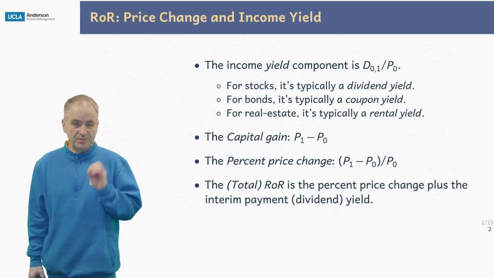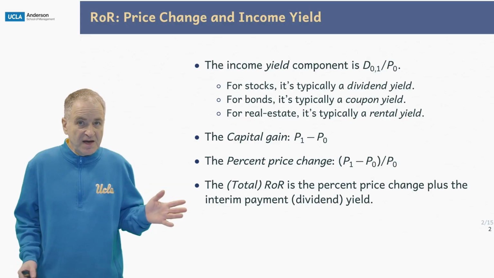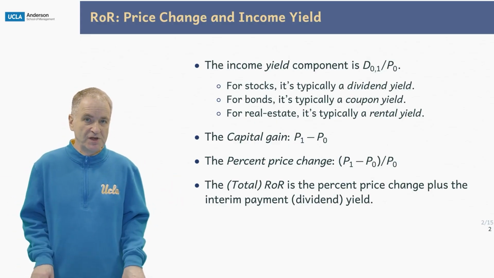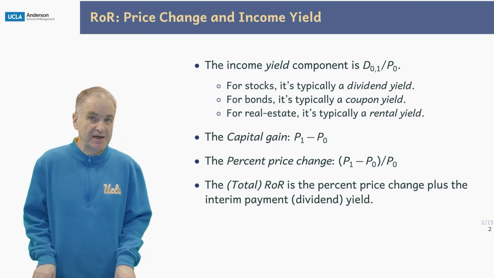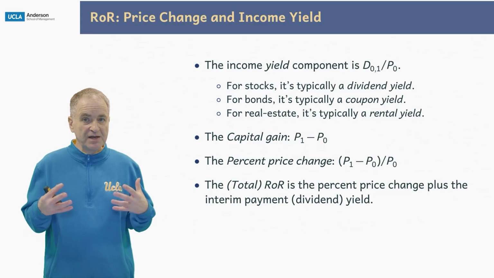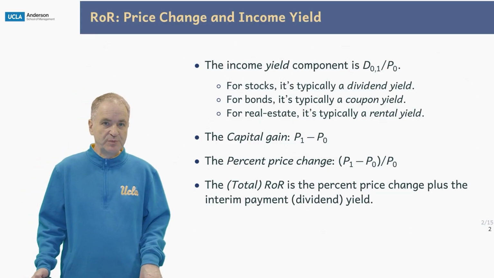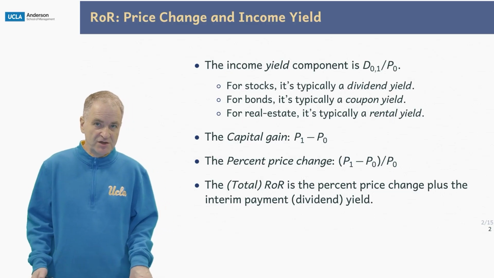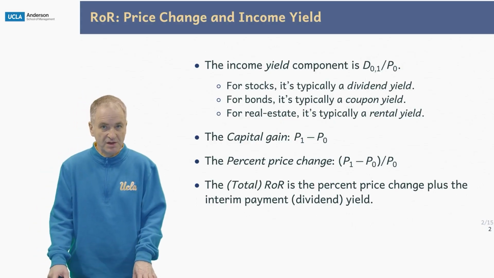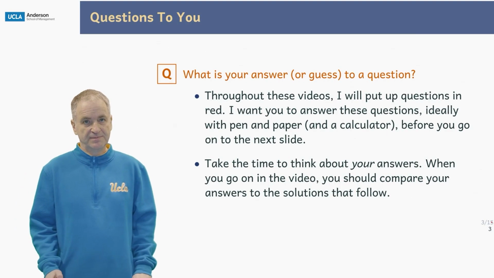The income yield component is the dividend divided by P0. Now, for stocks, that's the dividend yield. For bonds, it can be something like a coupon yield. For real estate, it could be something like a rental yield. For your living in something, it could be something like a convenience yield. The capital gain is P1 minus P0. The percent price change is P1 minus P0 divided by P0. And the total rate of return is the percent price change plus the interim payment, the dividend yield.